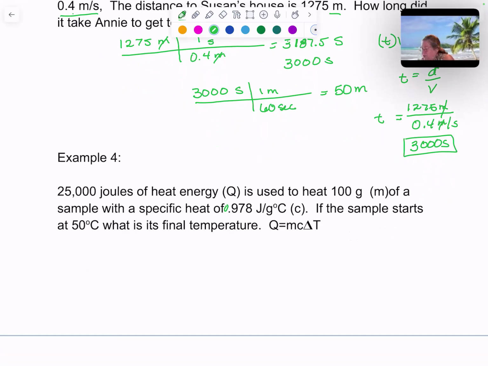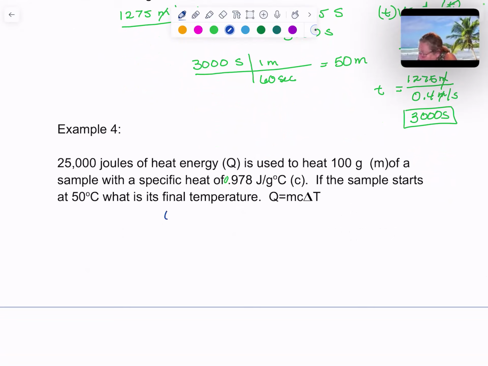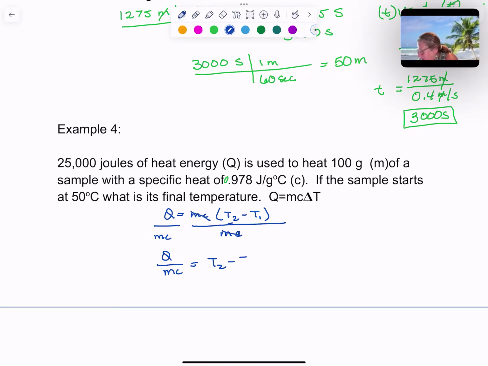Okay, so we need to solve this equation for T final. So we can say that Q equals MC (T2 minus T1). Doing some algebra here, because we want to solve this for T2. Well, let's clean it up. Let's divide both sides by MC. That cancels that. So Q over MC equals T2 minus T1.